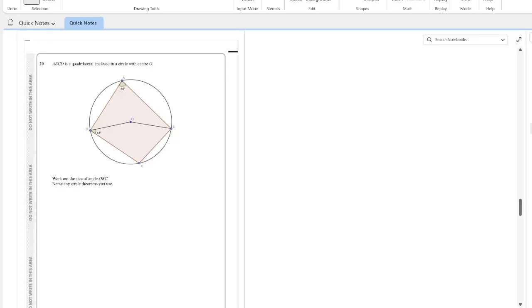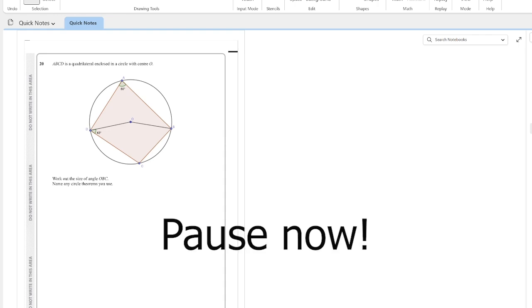Okay, we're moving to the last 4 questions now. This is a circles problem. Angle A there is 80, angle ODC is 43. So what is angle OBC? I'll give you a moment to think about it.